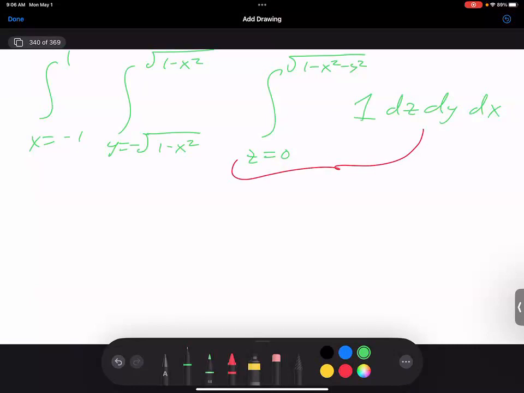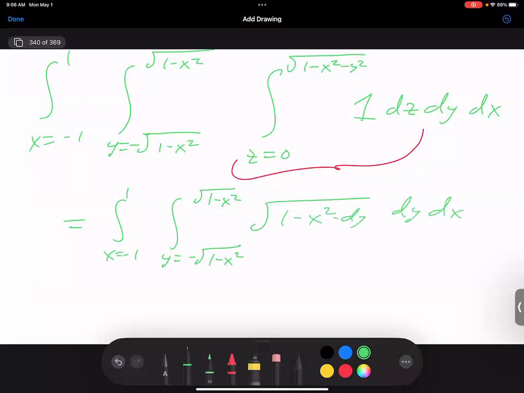So this would just be equal to the integral x goes from -1 to 1, integral y goes from minus square root of 1 minus x squared to the square root of 1 minus x squared of the square root of 1 minus x squared minus y squared dy dx. This is just the integral over the region 0 less than or equal to x squared plus y squared less than or equal to 1, f of x, y, dA. It's exactly what we had before.